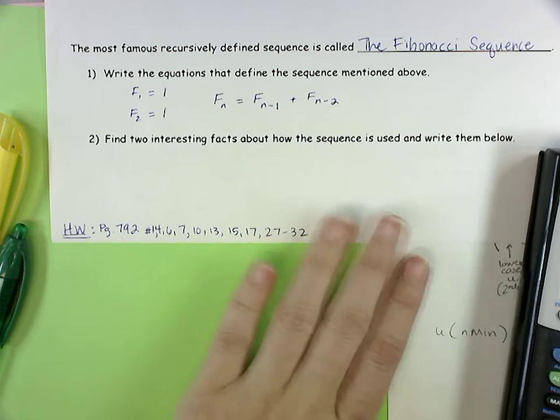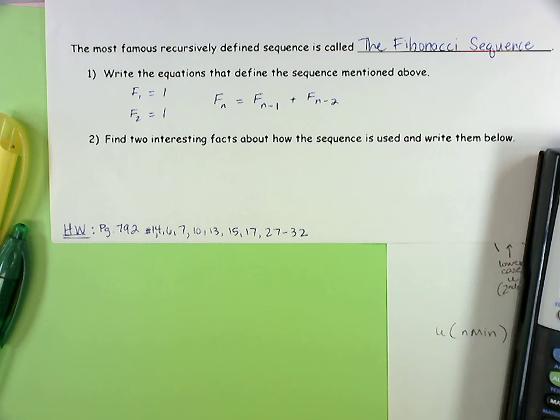And as part of your homework, what I want you to do is find out 2 interesting facts about how the sequence is used and then write them below. There are a couple of interesting facts in your textbook, but I encourage you to explore the World Wide Web and see what you can come up with. And you're going to see a lot of similarities with the Fibonacci sequence in nature, and then we're going to talk about those on Monday after you guys have collected some interesting facts.